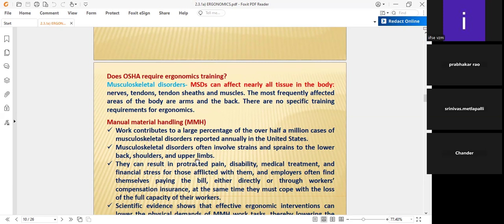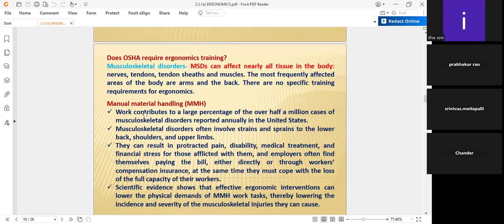That's why, according to some statistics in the USA, work contributes to a large percentage of over 500,000 cases of musculoskeletal disorders reported annually in the states. Almost 500,000 cases annually, definitely musculoskeletal disorders while carrying manually, as per the United States statistics.